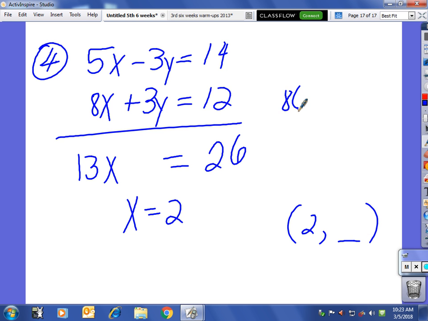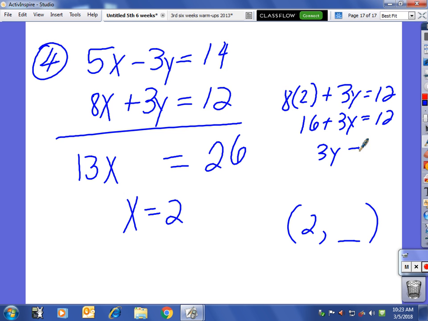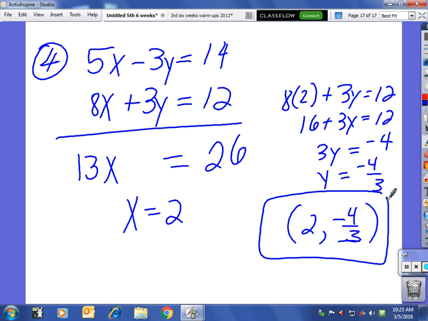If I put a 2 into the bottom equation, I'm going to have 8 times 2 plus 3y equals 12. That's 16 plus 3y equals 12. That's 3y equals negative 4, right? And then divide by 3, I'm getting negative 4 thirds. Is that not what y'all got? So these two lines intersect at positive 2, comma, negative 4 thirds.